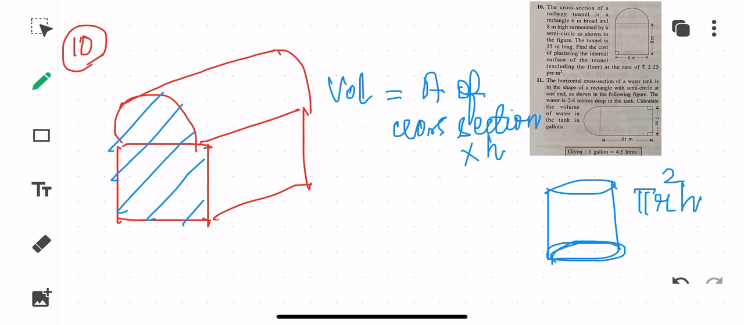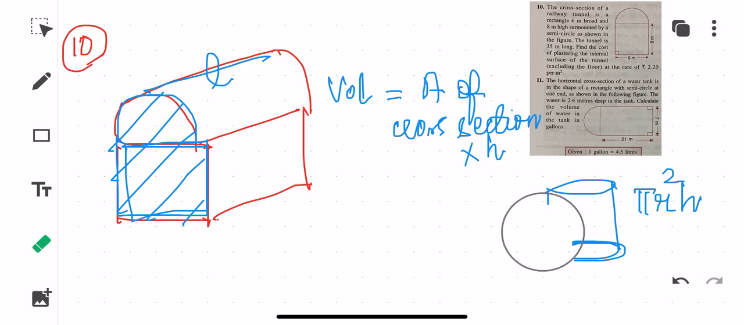Suppose you are given this type of figure. For that you will find the area of this particular figure, and then add the area of this semicircle. Once you have calculated the area of both the semicircle and the square or the rectangle part, you can multiply this by this particular length to get the answer. So this was about volume, children.